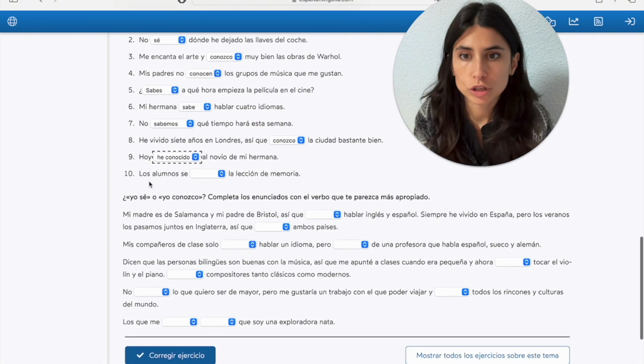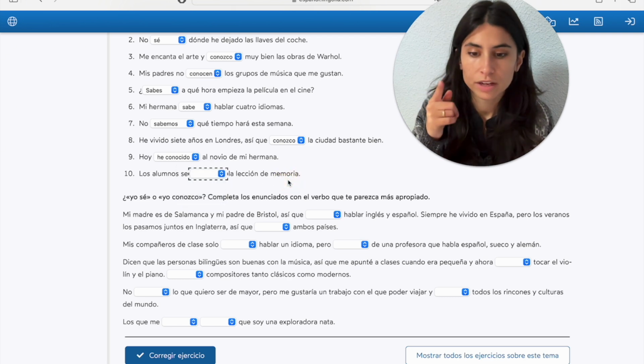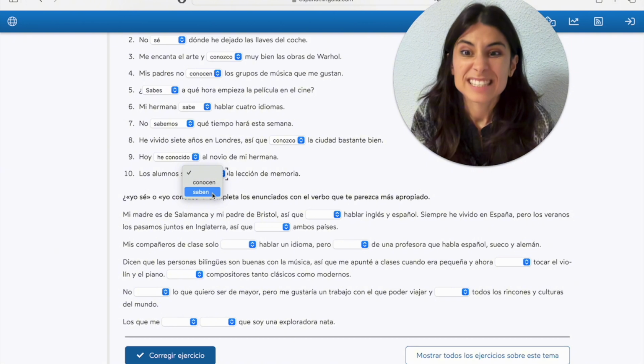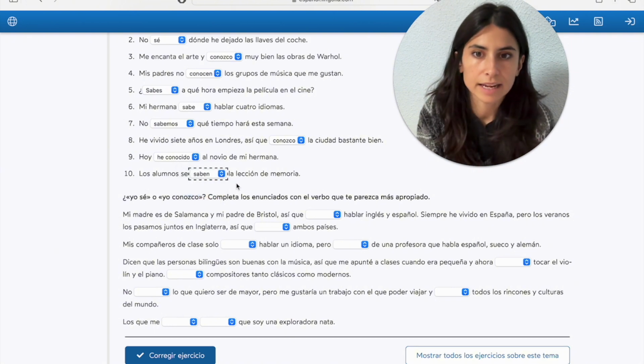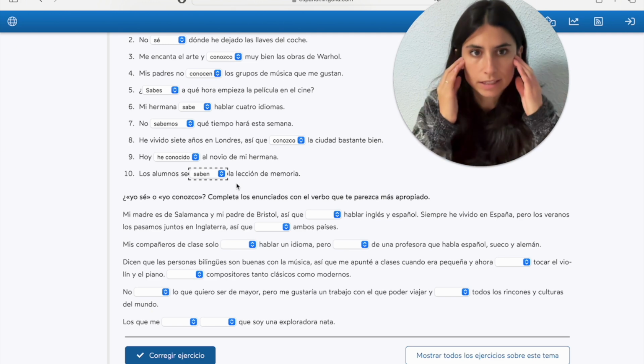Y por último, los alumnos se conocen, saben la lección de memoria. They know the subject or the lesson. They know the topic by memory, by heart. Los alumnos se saben, they know it, they've learned it intellectually. This is like they know math, they know grammar, they know the lesson by heart. So they know it intellectually.